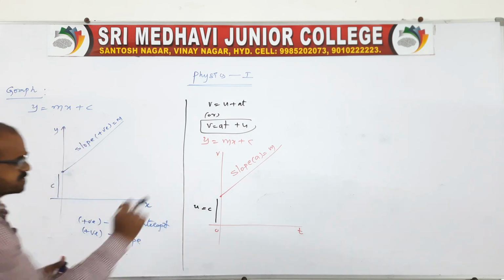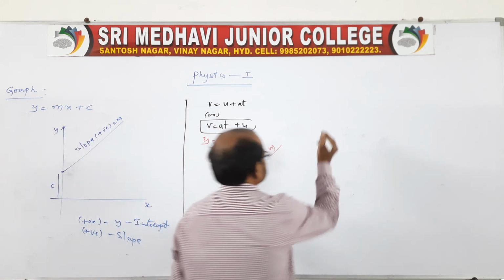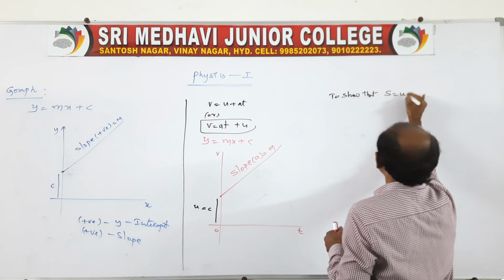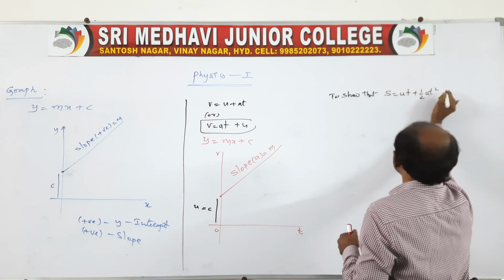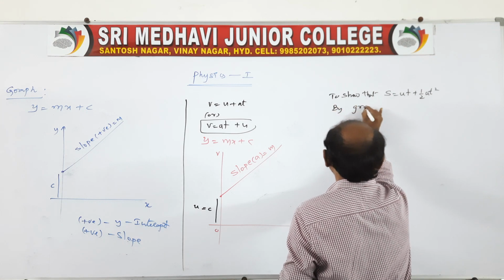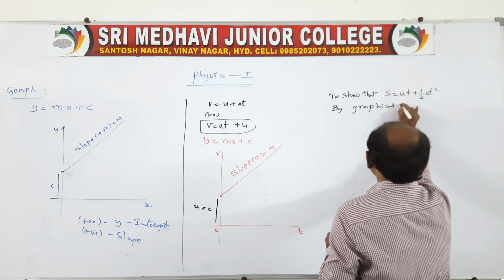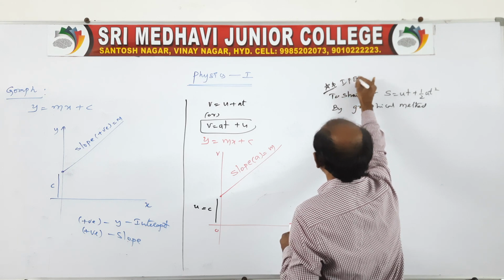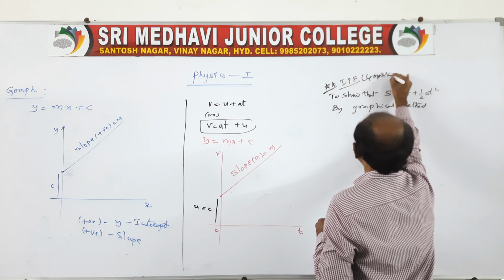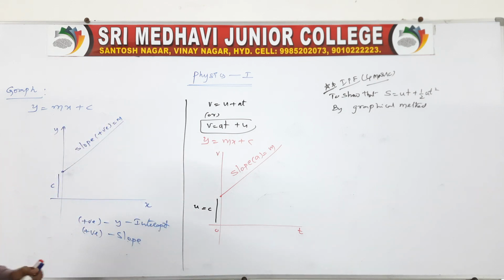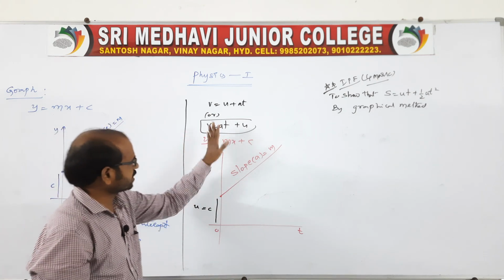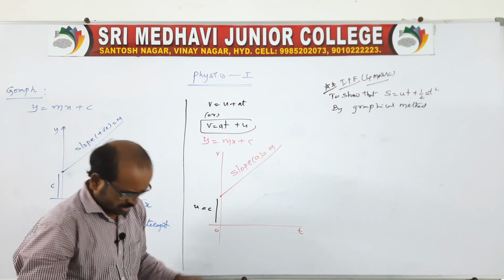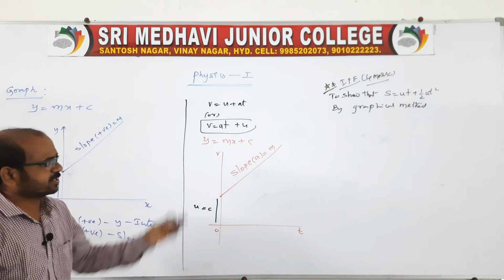And coming to the question, by using this graph, now we have to show that S is equal to UT plus half AT square by the graphical method. It is for 4 marks, right? So in the IPE public examination, this is a 4 marks question by using a graph. Let us, by using a velocity time graph, show that S is equal to UT plus half AT square. Sir, how will we get S is equal to UT plus half AT square by using this graph?